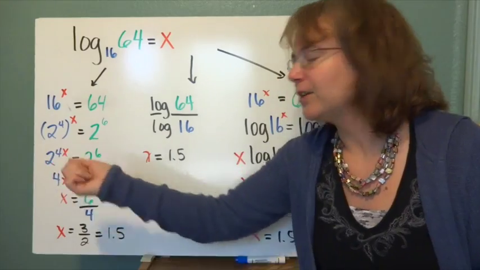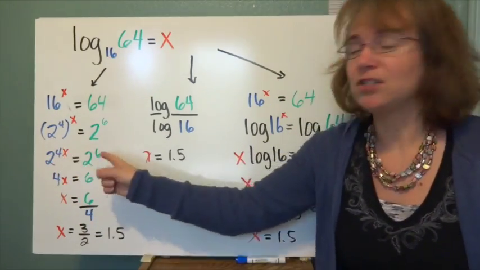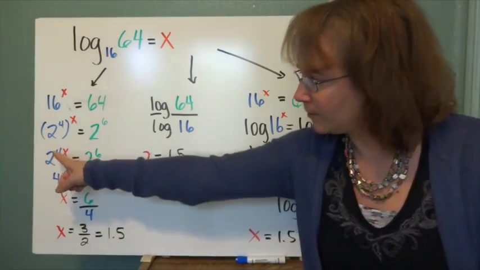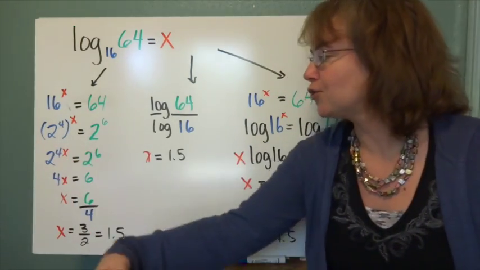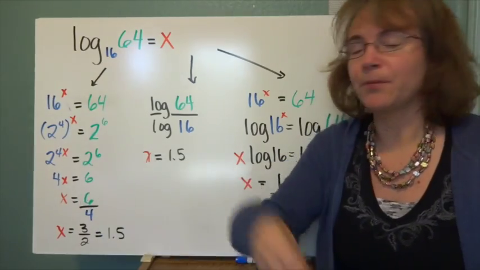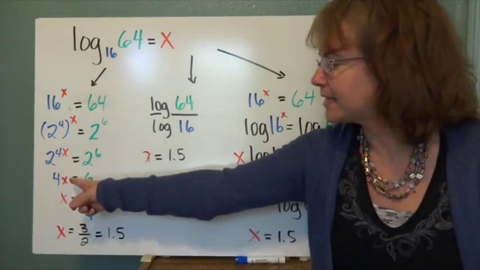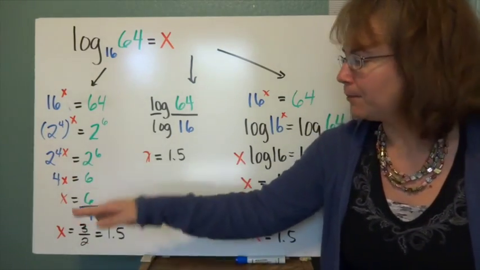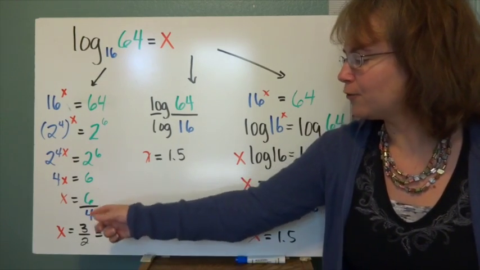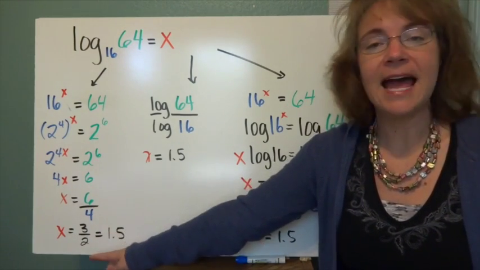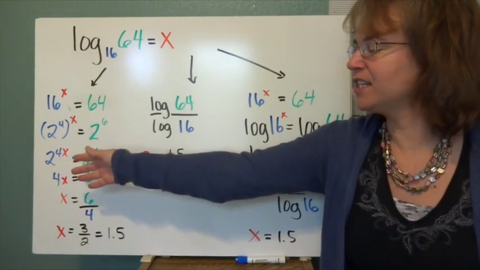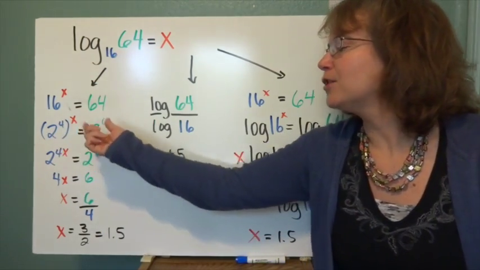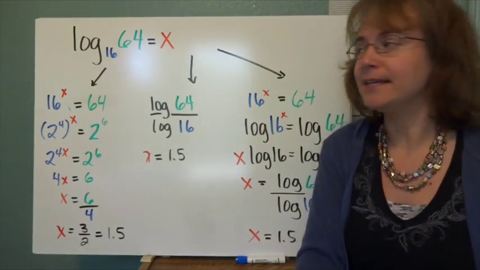Well, if the bases are equal, that means the exponents also have to be equal. This 4 times x has got to equal 6 if this is true. So I can just set the exponents equal to each other and solve for x. 4x equals 6, dividing both sides by 4. I have 6/4. Reducing, I have 3/2, which is 1.5. So this method only works if you can write those two numbers as the same base.